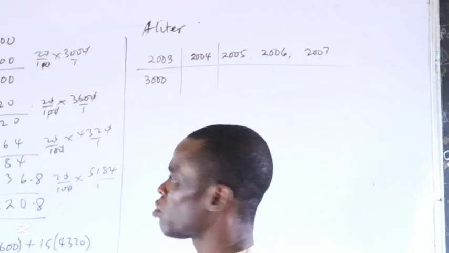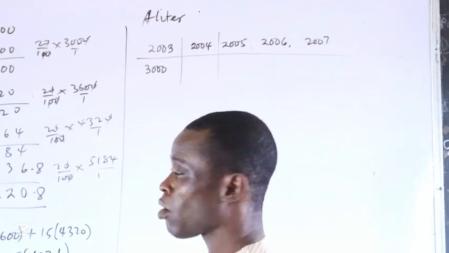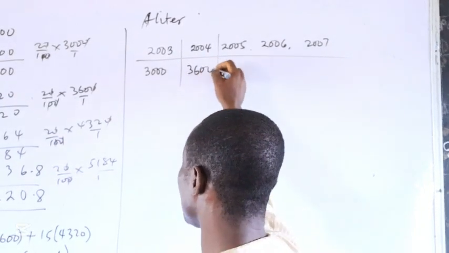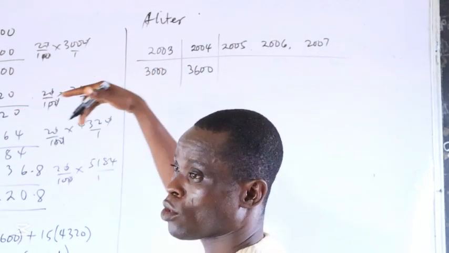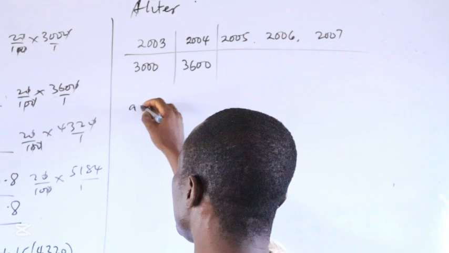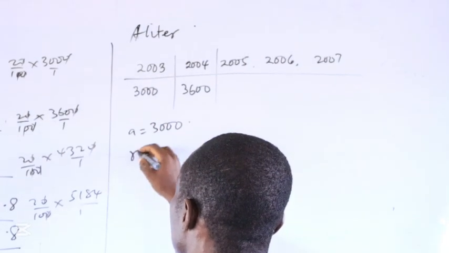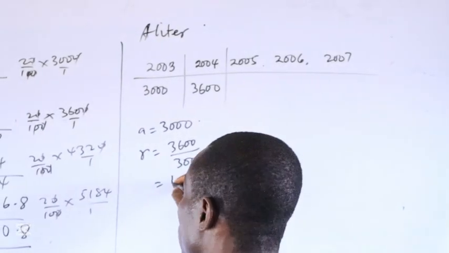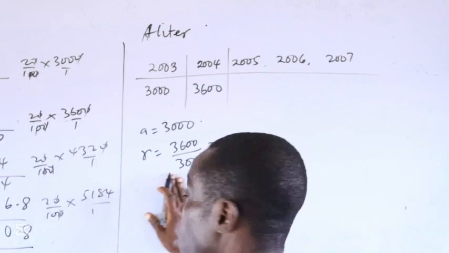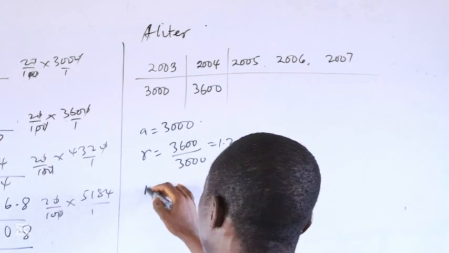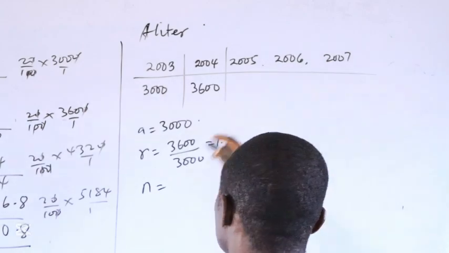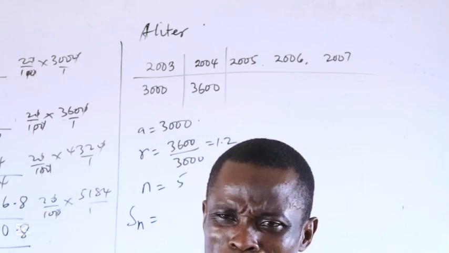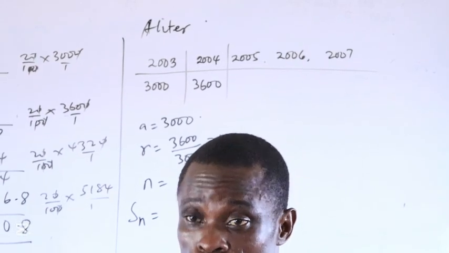Now, I want to get that of 2004. According to that method, it is 3,600 in 2004. But I don't want to continue. I want to say a is 3,000, ratio is 3,600 over 3,000. This is 1.2. Are we using 1.2? Where n is 5. Sum of GP. One student used AP for it. This is not an AP question, it is GP.